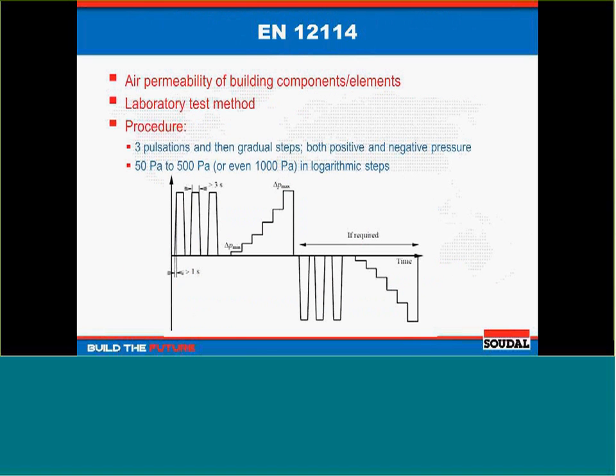Now, the EN 12114, this is more or less how the test method develops. You have 3 pulsations and then a logarithmic stepping up in pressure, both positive and negative. There is no obligation, however, to meet certain maximums. Mostly products are tested up to 500 Pascal or even to 1000 Pascal, depending on the required results.